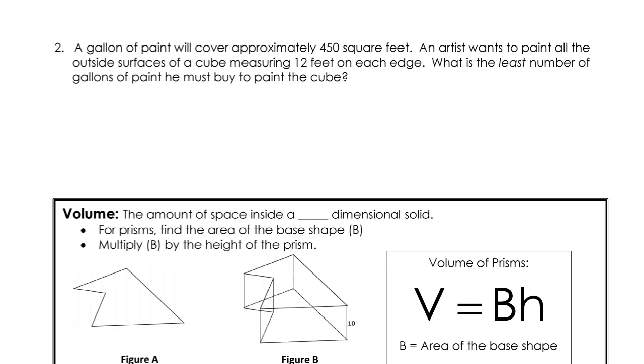All right, guys, we're on the back side of day 2 notes, and in number 2, we got a gallon of paint will cover approximately 450 square feet. An artist wants to paint all the outside surfaces of a cube measuring 12 feet on each edge. What is the least number of gallons of paint he must buy to paint the cube?